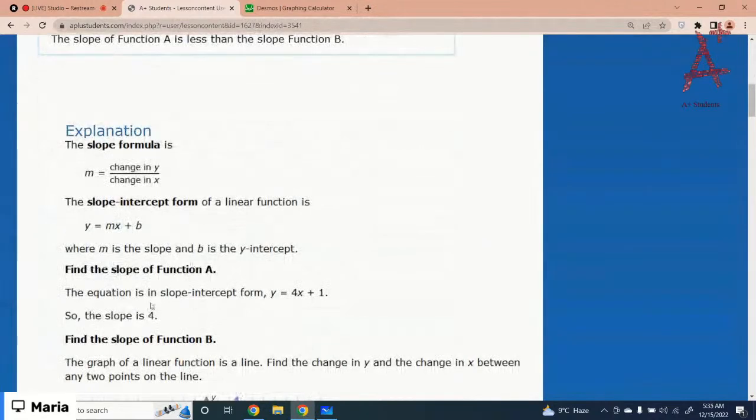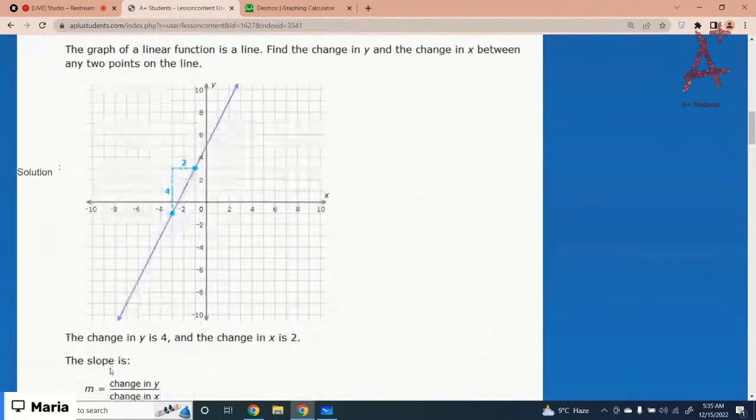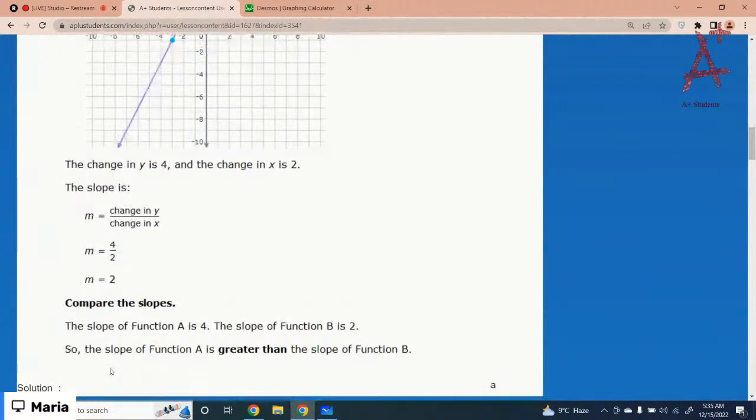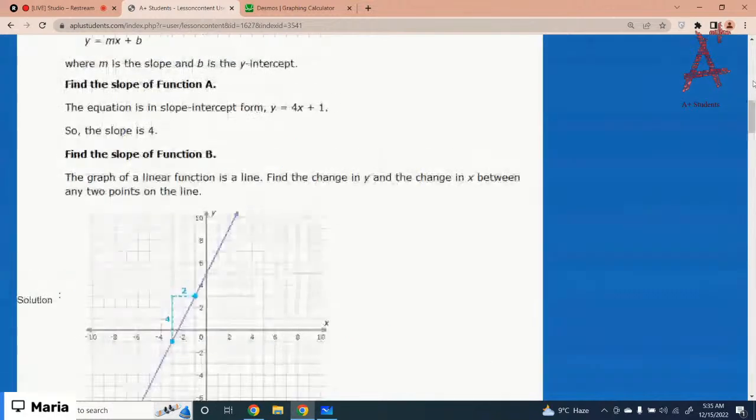Yes, you have to find the slope for the graph. The slope of the graph is 2 and the slope of the function equation is 4. So the slope of function A is greater than the slope of function B. Got it, everyone? Let's just start with the test.